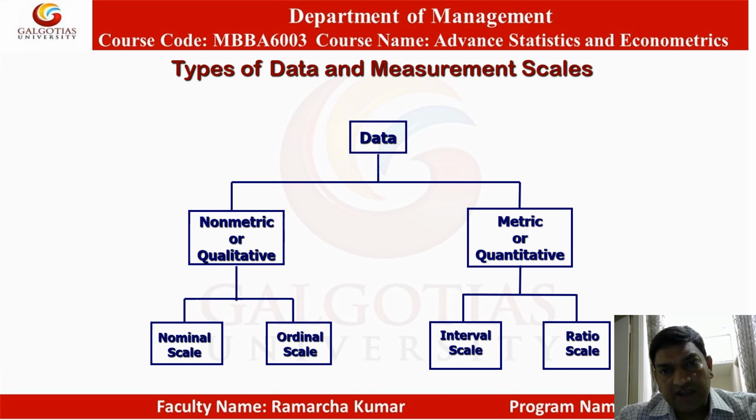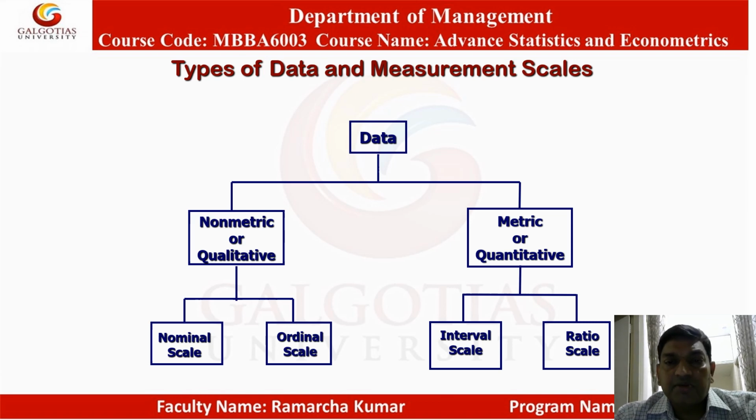So, type of data and measurement scales. There are two types of data: one is non-metric or qualitative, other is metric or quantitative. For the qualitative or non-metric, we have nominal scale and ordinal scale. Nominal scale is only for identification. You cannot compare. Ordinal scale you can compare, but you cannot say by how much one is better or one is worse. The only thing you can say is one is better for ordinal scale.